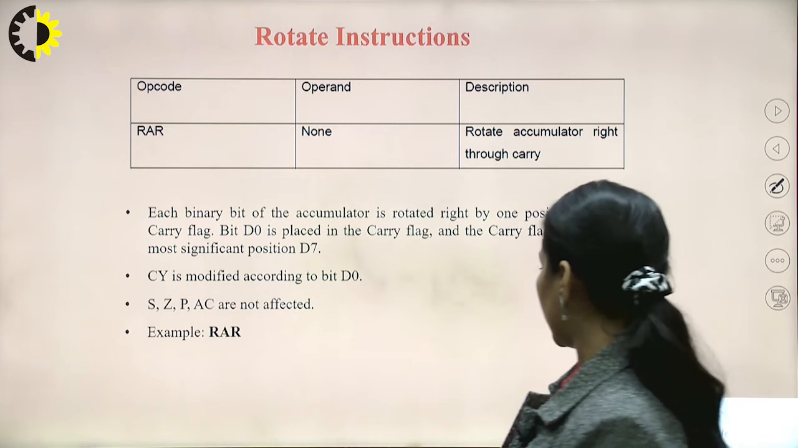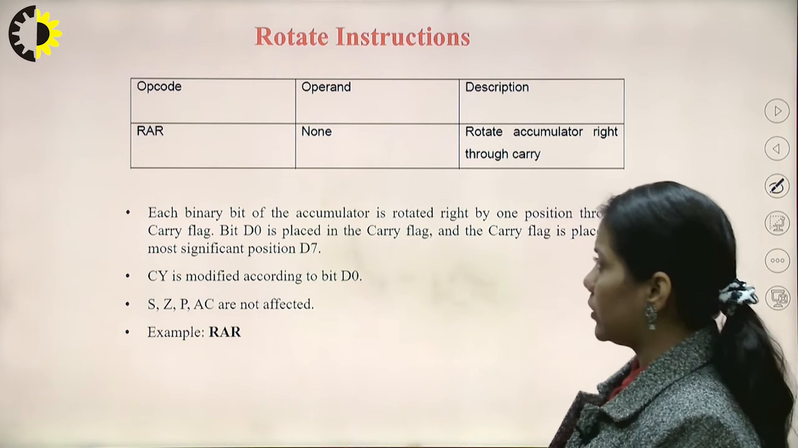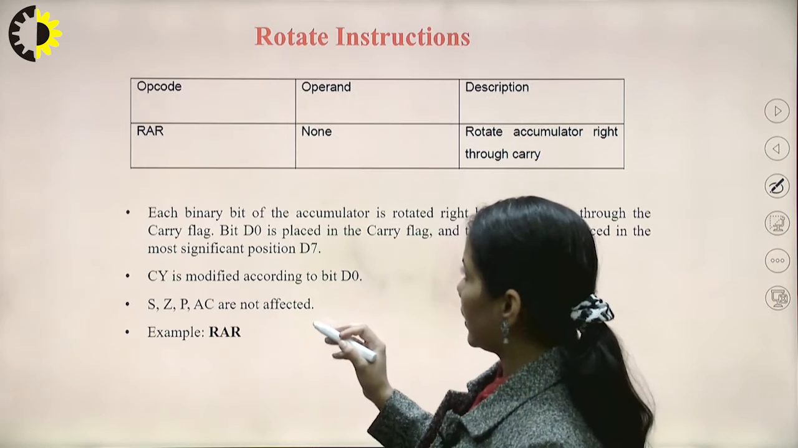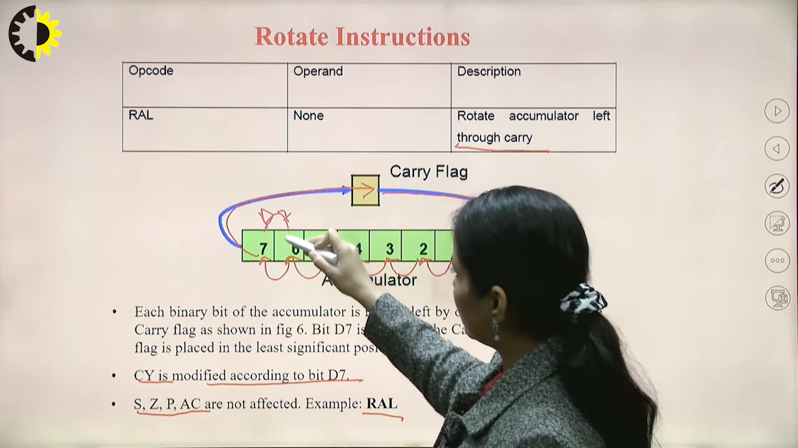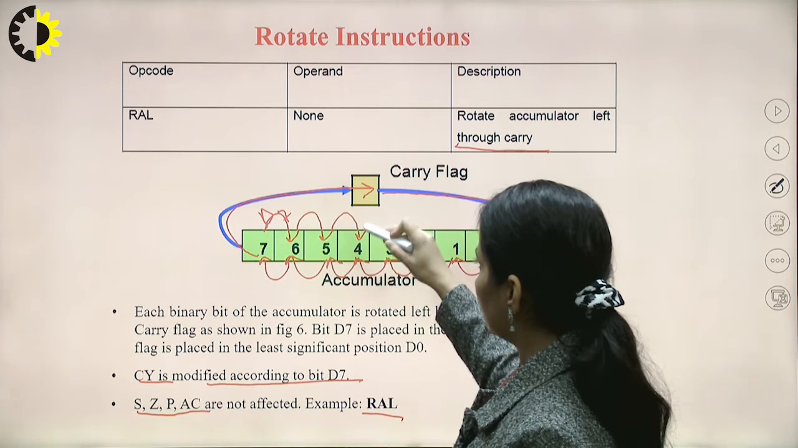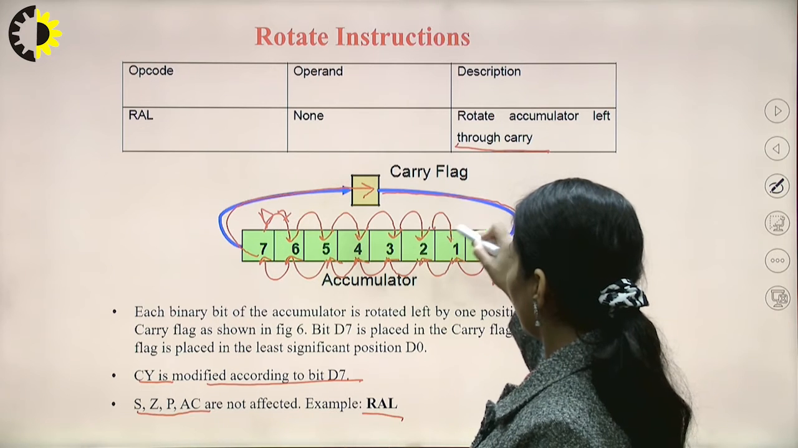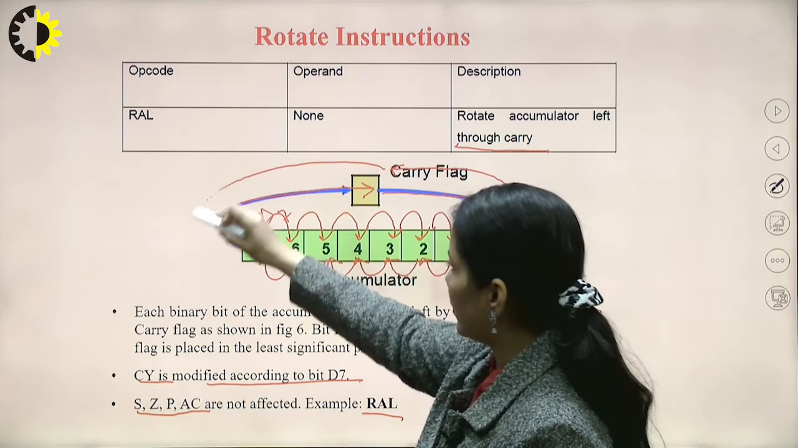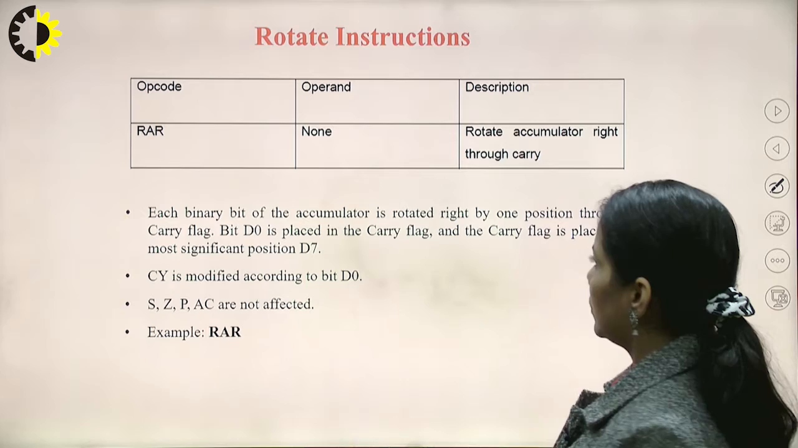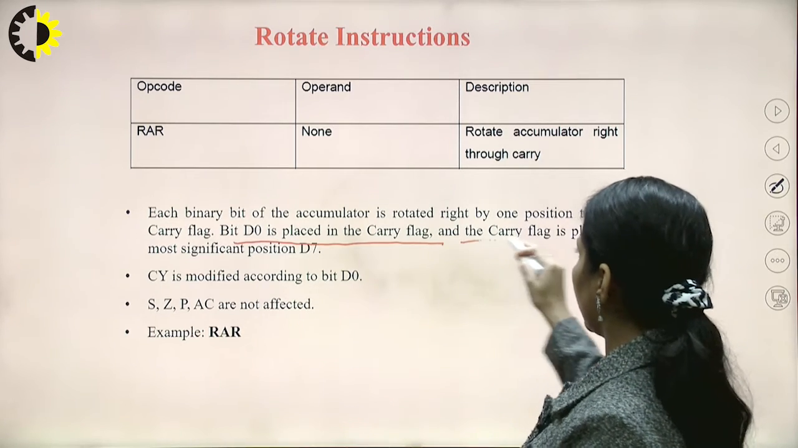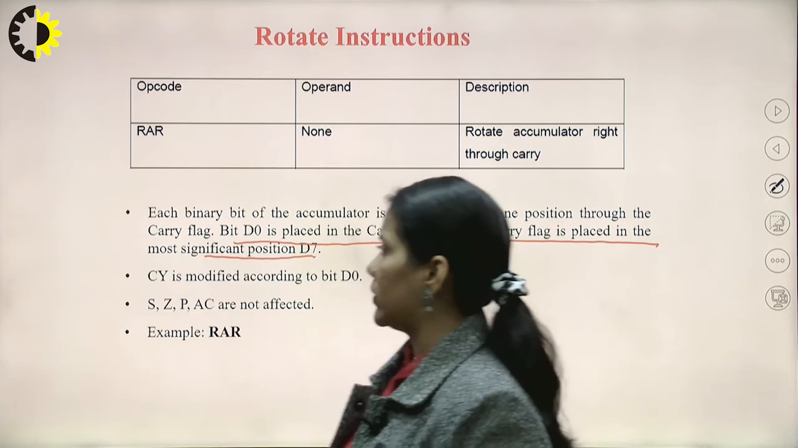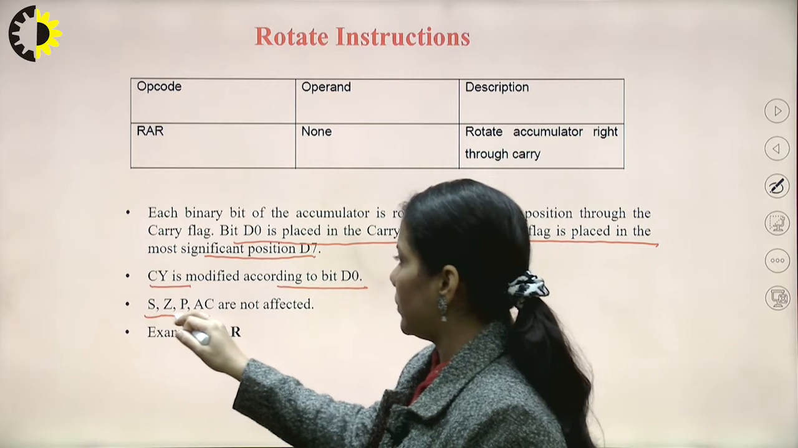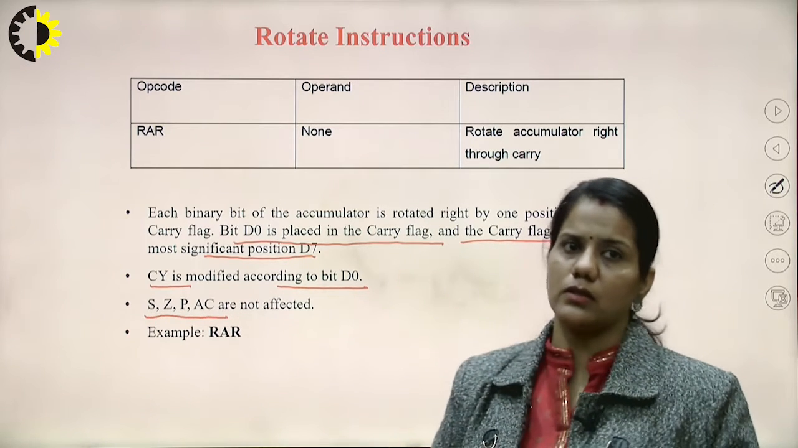Next instruction, RAR. Again, similar to RAL, the only difference is the direction of rotation. In the case of RAR, the direction will be modified as this. Again, this bit will go to the carry flag and the carry flag will go to the D7 bit. So D0 bit is placed in the carry flag and carry will be placed in D7. Carry is modified according to the bit D0. Sign, zero, parity and auxiliary carry are not affected and the example is RAR.